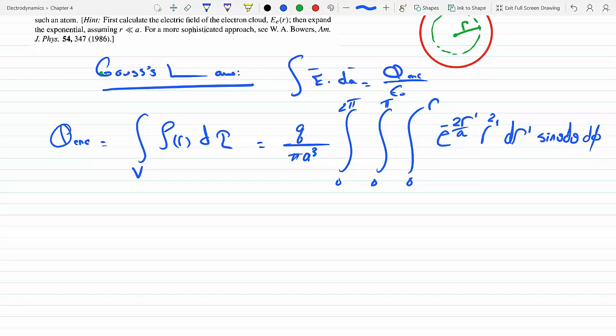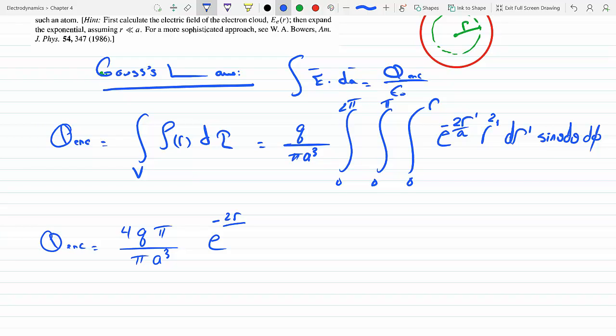Okay, so now the sine theta d theta d phi will give us a factor of 4 pi, so we get Q times 4 pi over pi a cubed. Now as far as the r integral, you could do this by parts twice and you would get the right answer. I just used Mathematica, and I got e to the minus 2r over a times an expression with r squared, a r, and a squared.